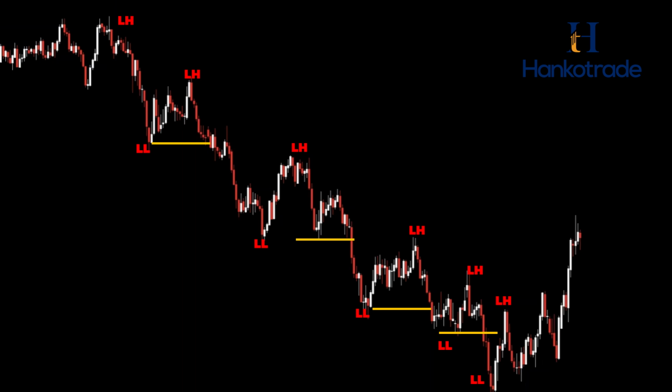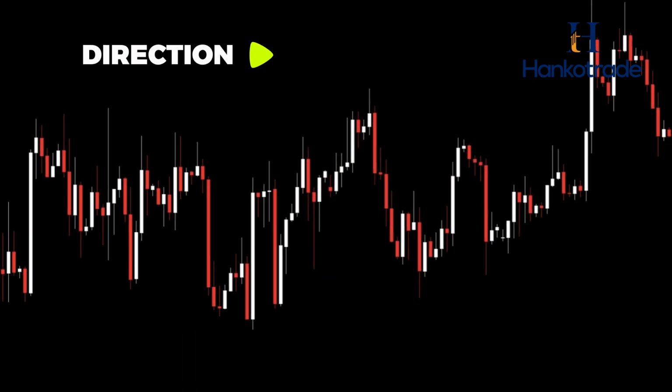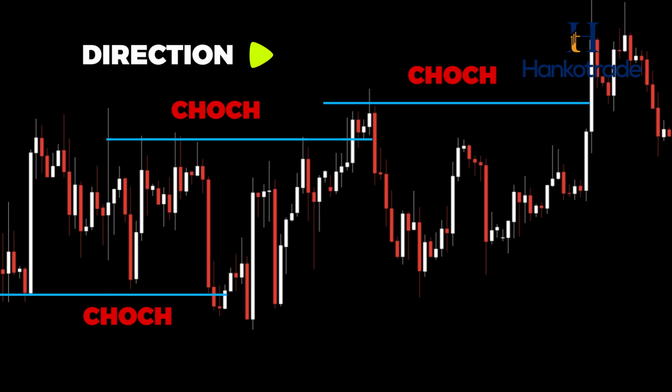Recognizing these shifts can help us adjust our trading strategies and take advantage of emerging bullish opportunities. Now, let's move on to the next step in our trading plan. In addition to uptrends and downtrends, we also encounter directionless markets. A directionless market occurs when there is insufficient supply and demand to establish a clear directional trend.